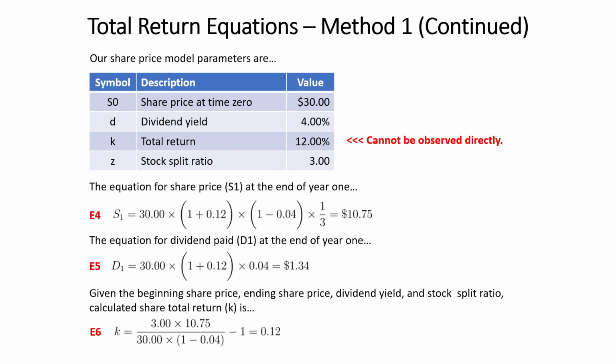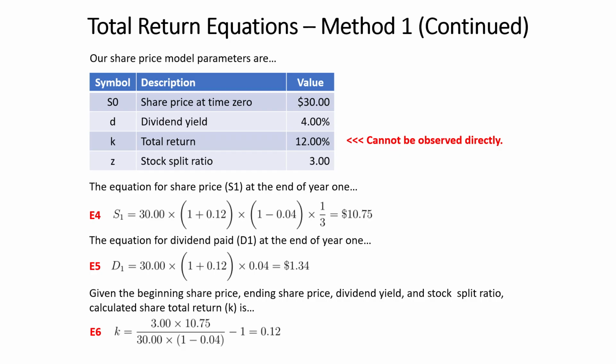So in the preceding slide, we defined some equations. So let's put some numbers in those equations to make sense of them. Let's take a look at our table at the top of the slide. We have S0, that's share price at time 0. We're going to assume that's $30. And then small d is a dividend yield. We're assuming that that's about 4%.